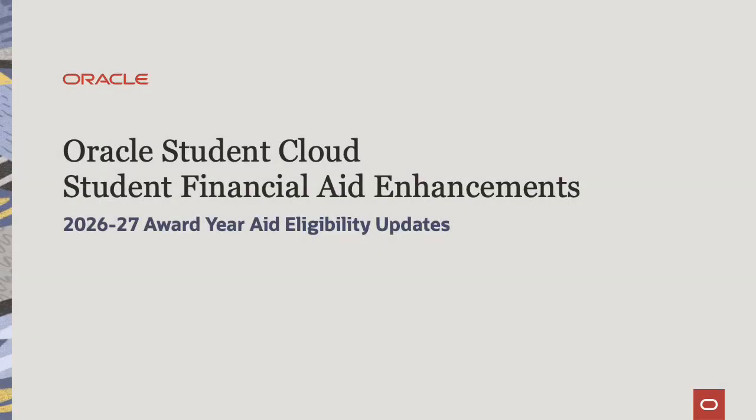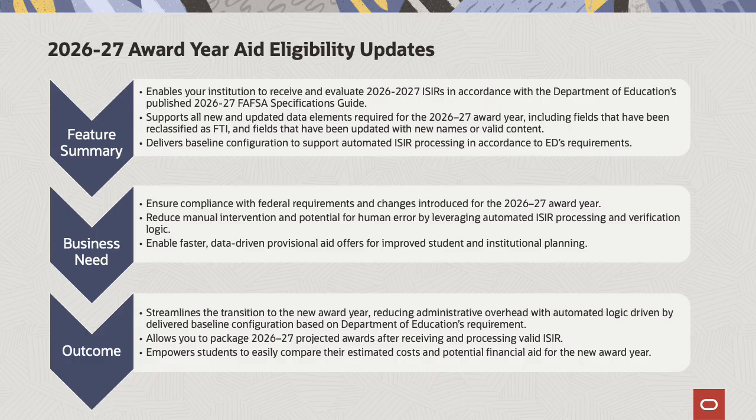Welcome to the demo of 2026-27 Award Year Aid Eligibility Updates in Student Financial Aid within Oracle Student Cloud. This feature enables you to receive and evaluate 2026-2027 ICERs in full compliance with the Department of Education's newly published FAFSA Specifications Guide. Our solution supports all new and updated data elements required for this new award year, including fields that have been reclassified as FTI and those with new names or updated valid values.